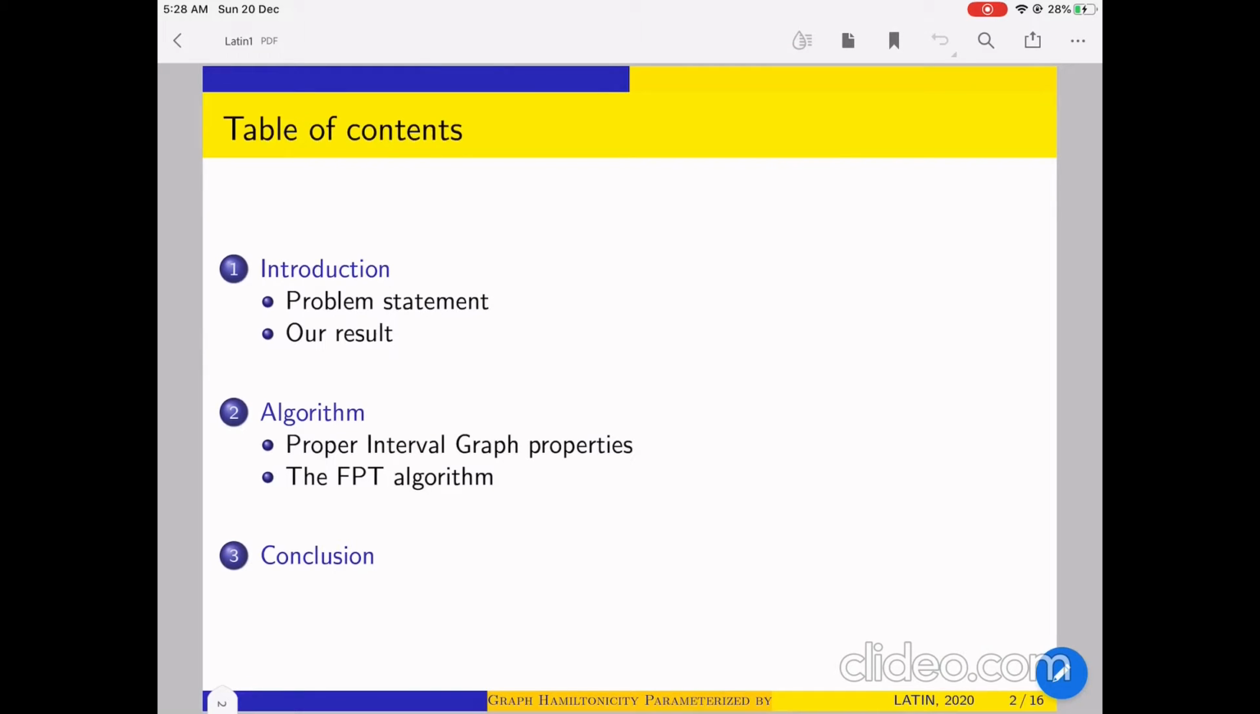First I'll state our problem, then I'll mention the results, then we'll look at the FPT algorithm after stating some proper interval graph properties, and then we'll conclude.